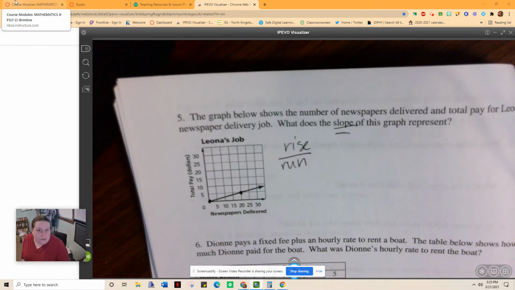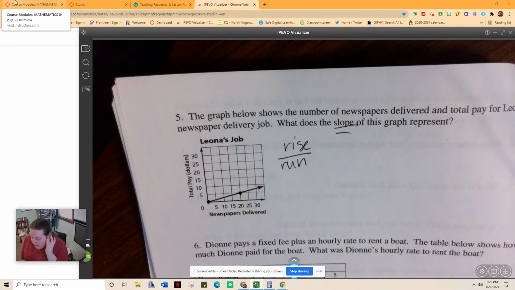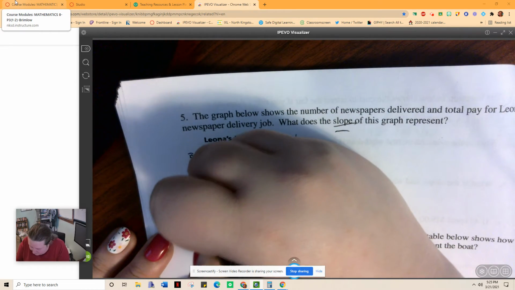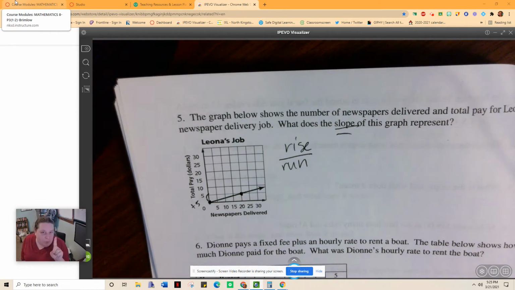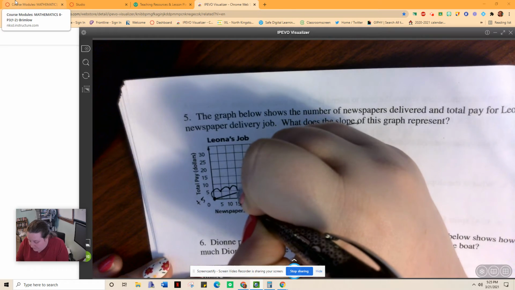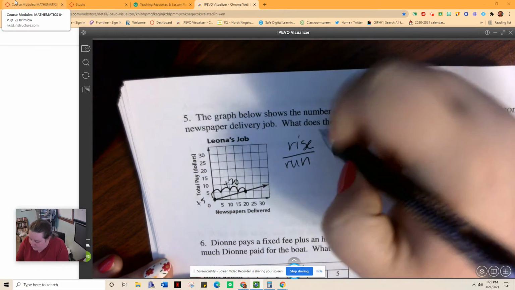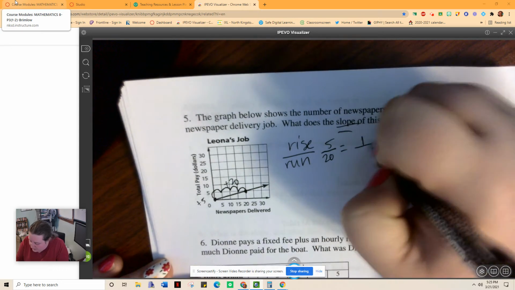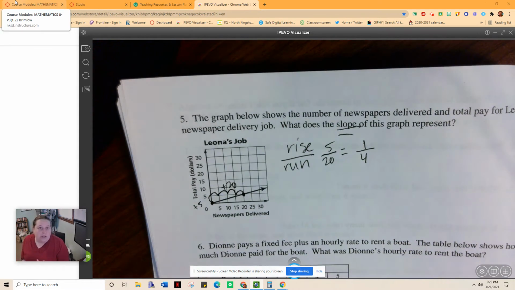Now you have to be careful with the intervals that you see on your graphs. So for example, this is going up by 5. Even though it's only one line, it's counting by 5s. Same thing across. So 5, 10, 15, 20. Okay, so it's up by 5 and then over by 20, which I can simplify to 1 over 4. So this has a slope of 1/4.